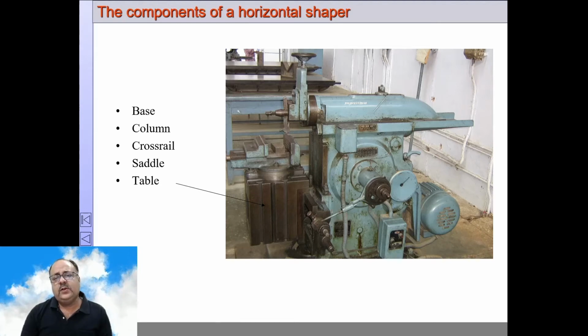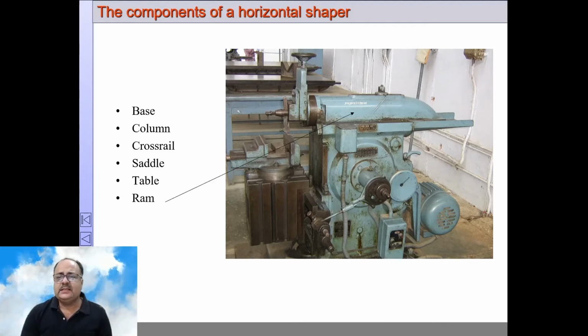You can hold the workpiece directly on the table using T-bolts and clamps. You can hold cylindrical workpieces using V-blocks. You can hold right angle jobs using angle plates. So there are various ways of holding the workpiece in a shaper, but the most common is using a vice.